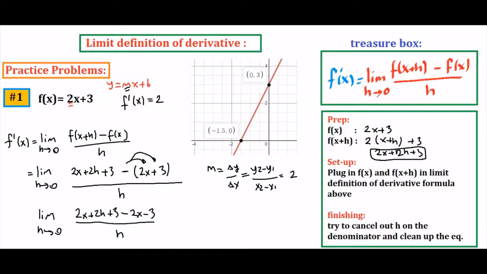Now we're going to do necessary simplifications. So we have positive 2x, negative 2x cancels, 3 cancels, negative 3. So we're left with 2h over h. 2h over h is 2 because h cancels h. So the limit as h approaches 0 of 2h over h is equal to 2. We already know it, that 2 was the derivative. Let's go to more complicated examples.